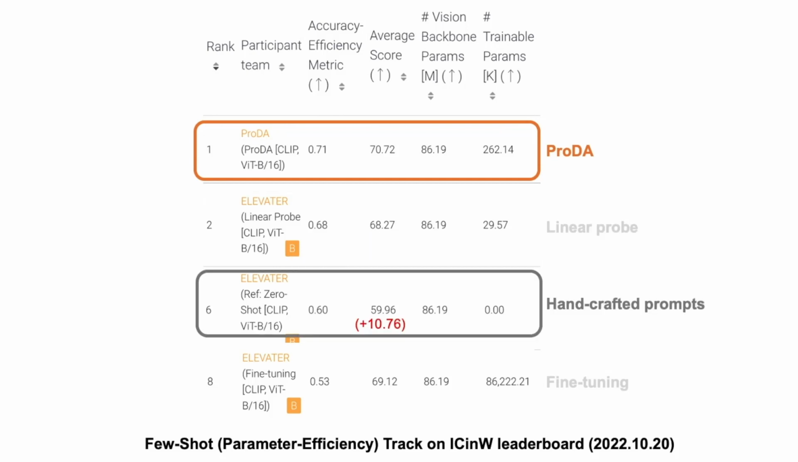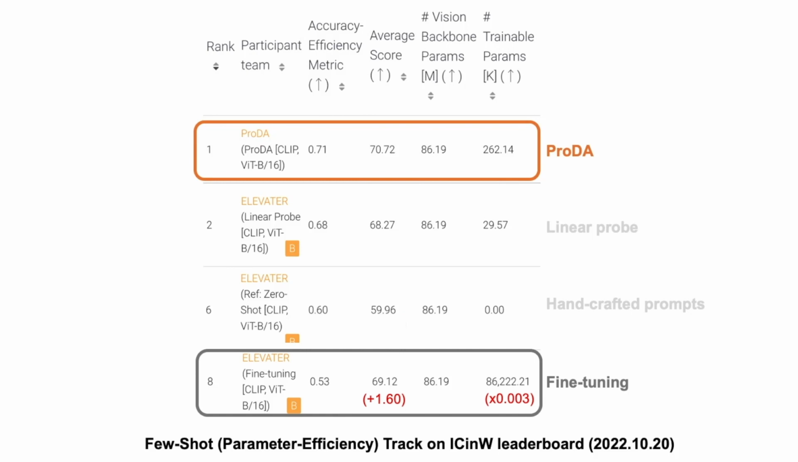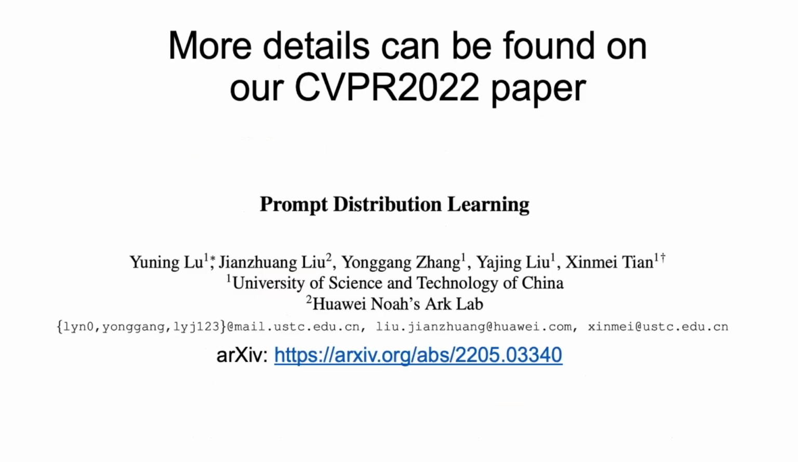In comparison to the handcrafted prompts, ProDA is able to improve the recognition performance with few training samples. Compared with fine-tuning, ProDA has higher accuracy with extremely few trainable parameters. More details can be found in our CVPR paper.